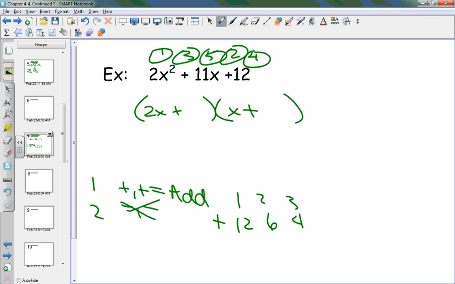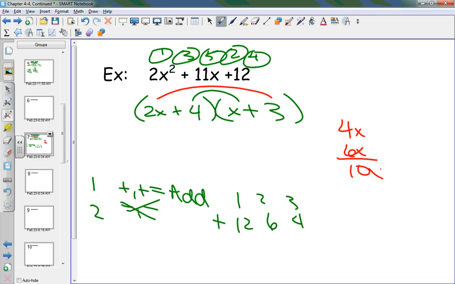Well, that's because I forgot about the 2. So I'm going to throw some values in here. I'm going to put a 4 here and a 3 here, and I'm going to do inner. Inner gives me 4x. Outer gives me 6x to give me a total of 10x. Is that what I wanted? No. So what do I want? What can I do?